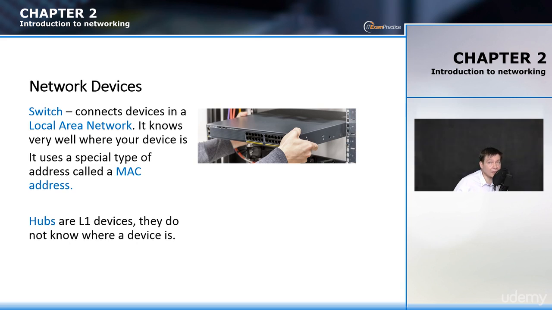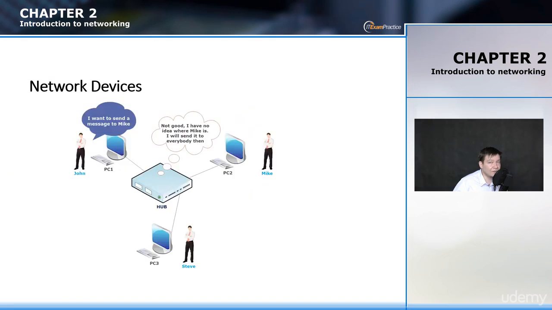We used to use hubs. We don't do it anymore. Hubs are layer 1 devices. It means they just repeat the information. They do not know enough about your network. And to make it easier for you to understand, I have an example for you over here. So John wants to send a message to Mike. And this message arrives at our hub. And unfortunately, this hub has no idea where Mike is.